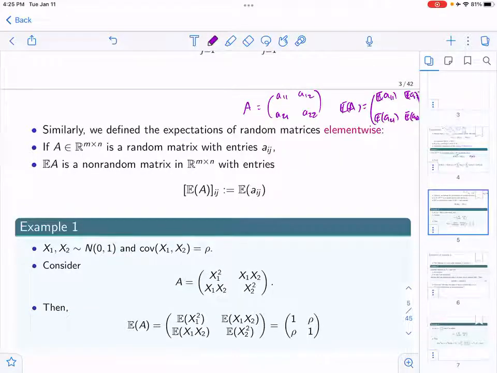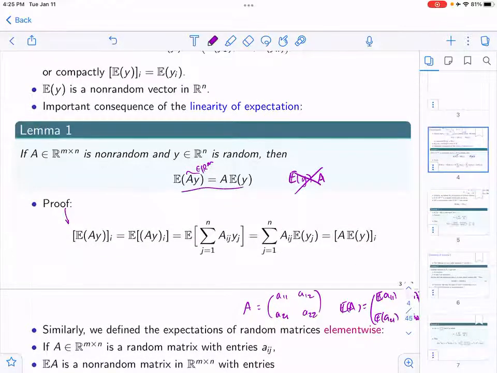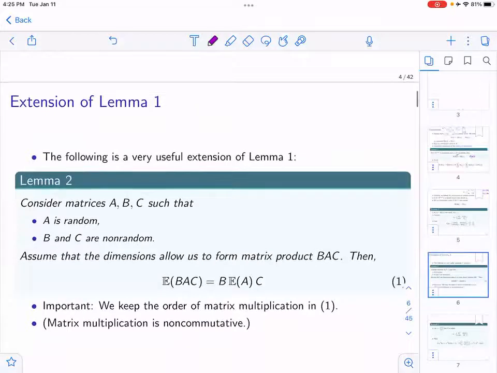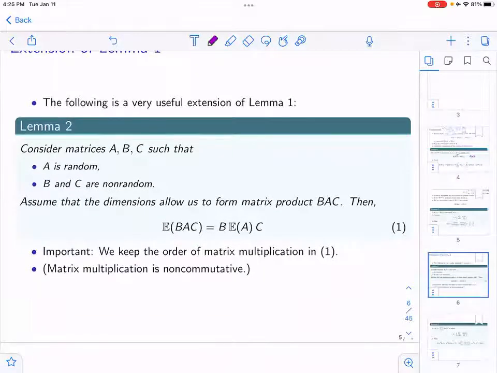Here's an example. You can go through it for yourself. It's just not that interesting. And there is an extension of this result, which is stated here. So if I have three matrices A, B, and C, let's say A is random, B and C are non-random, and then I form this matrix multiplication. So this quantity is the random one here. B and C are non-random. We are assuming that the dimensions are such that B times A times C makes sense. So it's a matrix product.